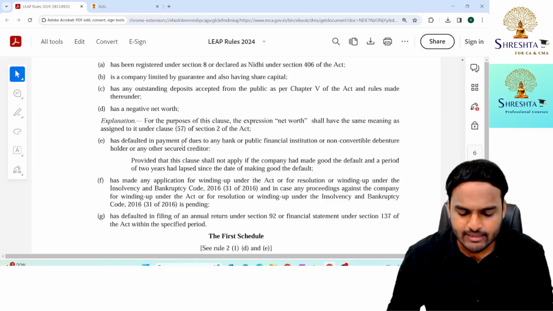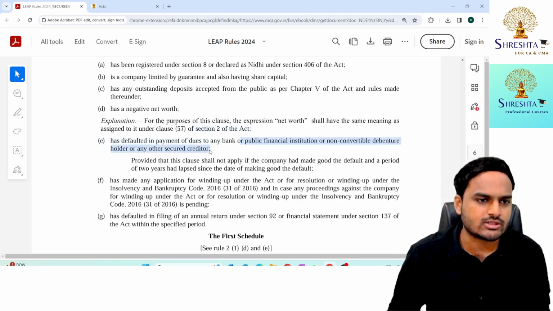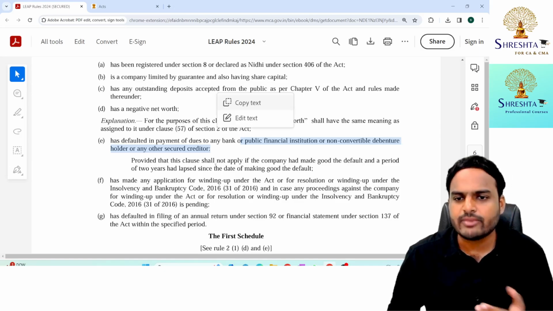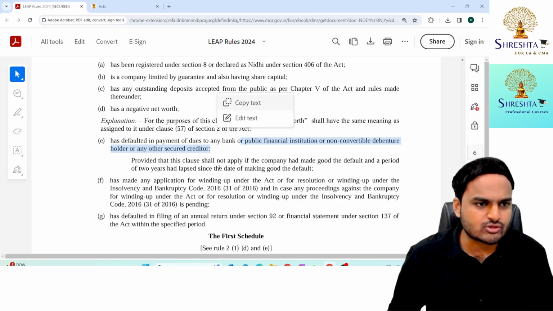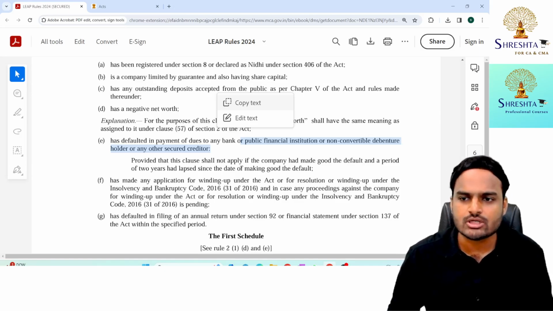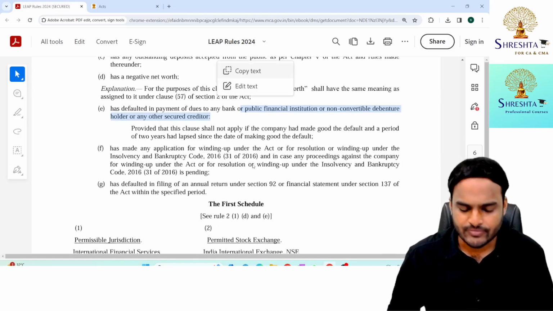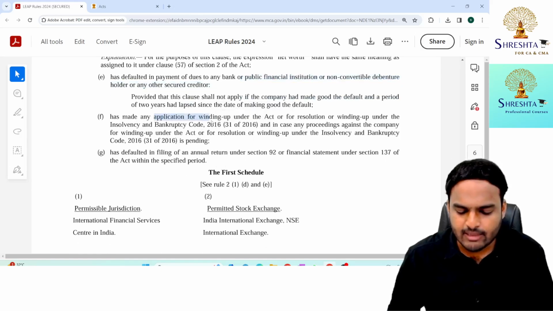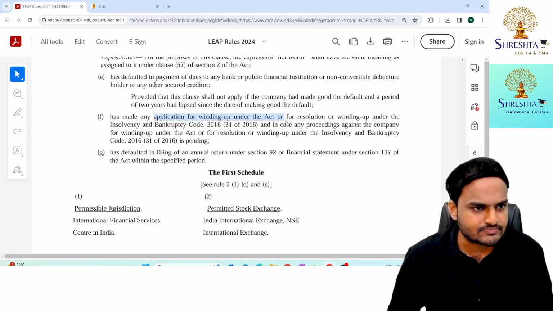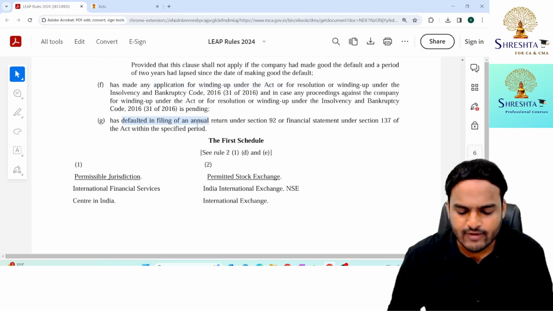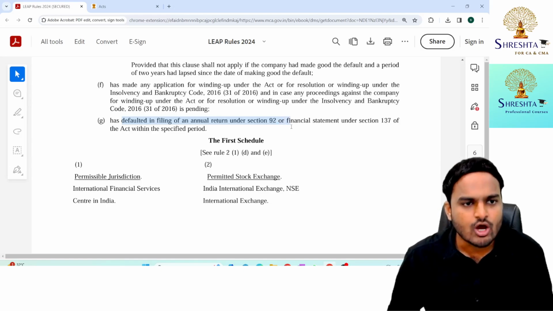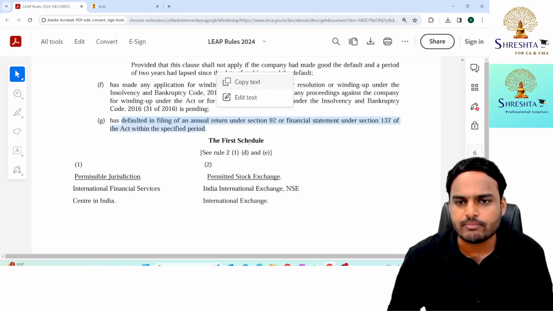A company which has defaulted in payment of dues to any bank or public financial institution or non-convertible debenture holders or any other secured creditors. So any public company which makes default with respect to payment of dues to any bank, public financial institution, non-convertible debentures, and any other secured creditors. Next one, a company which has made an application for winding up under this Act. Next one, a company which has defaulted in filing of an annual return under section 92 or financial statements under section 137 of the Companies Act within the specified period.